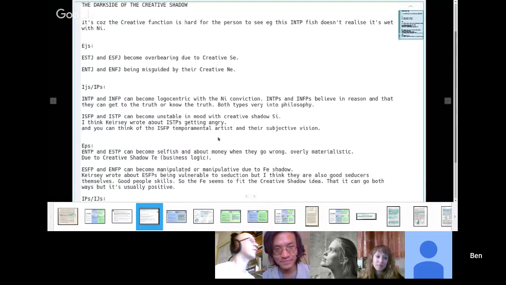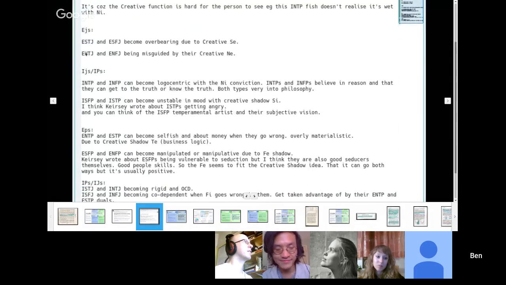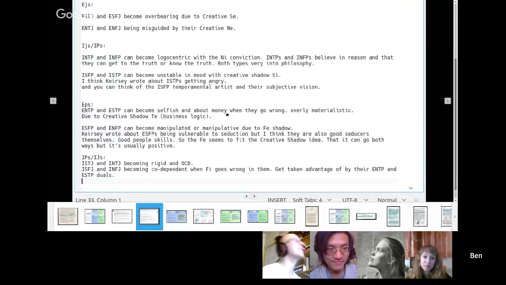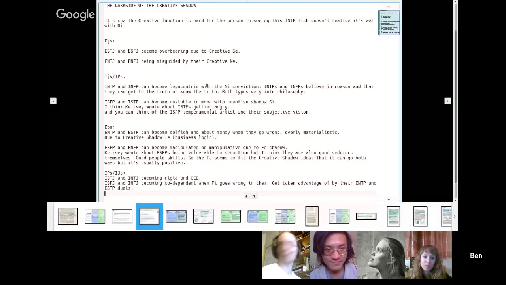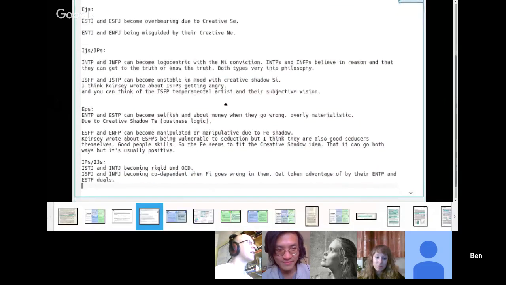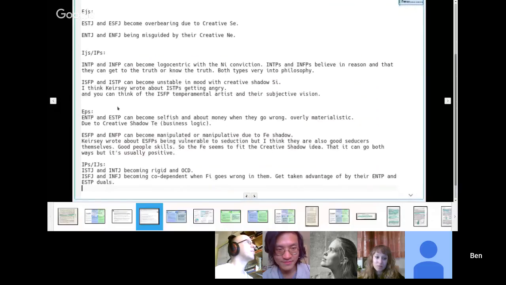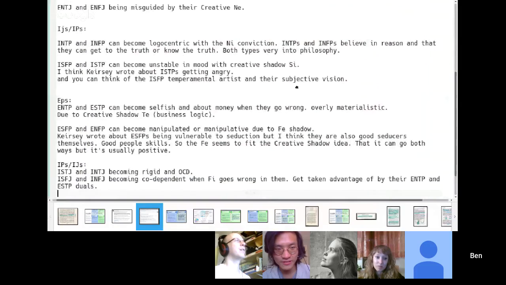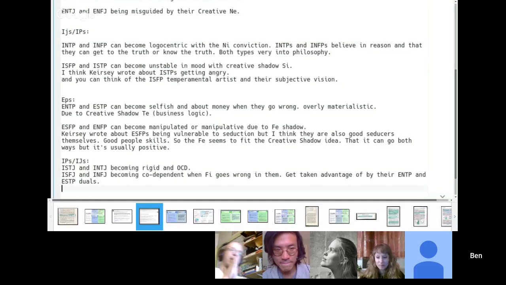And then this is the idea of the creative function's dark side. For instance, this idea that they could become overbearing with the SE, and the EJs maybe misguided with the NE. Now this really is me doing my own TI and coming up with my own stuff, so it might be a little hit and miss. But I do think that INTPs and INFPs can become logocentric, where they get towards the truth, that it is really there.